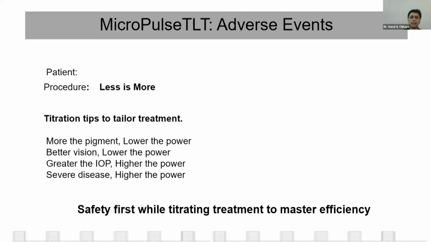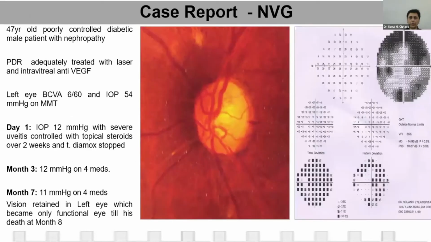This is a patient with neovascular glaucoma, a 47-year-old poorly controlled diabetic male with nephropathy and inadequately treated proliferative diabetic retinopathy. His left eye best corrected vision was Snellen 6/60 and intraocular pressure was 54 millimeters of mercury on maximal treatment including oral acetazolamide. On day 1, his pressure plummeted to 12 millimeters of mercury. He had severe uveitis, which was controlled with topical steroids over 2 weeks, and oral acetazolamide could be stopped.